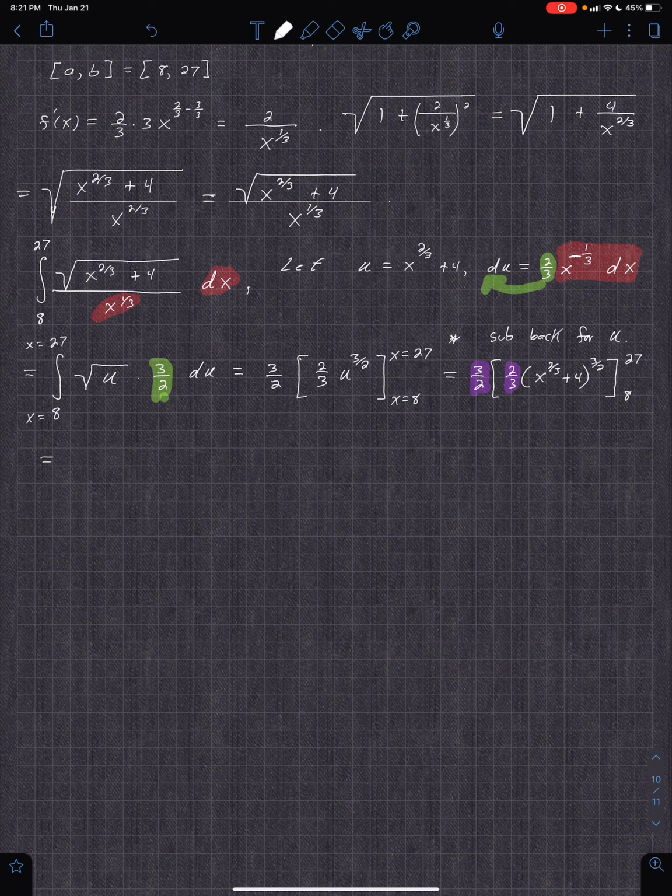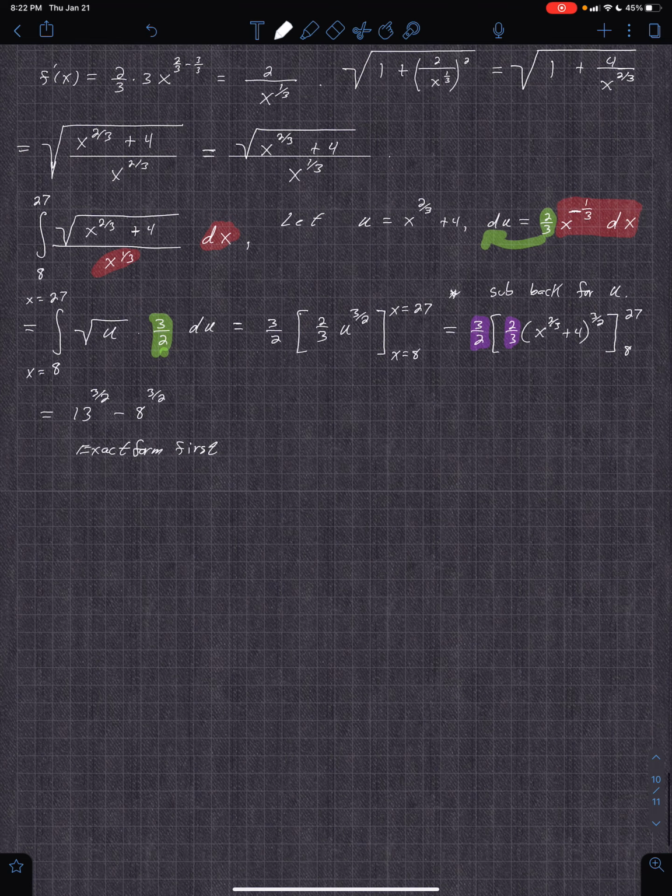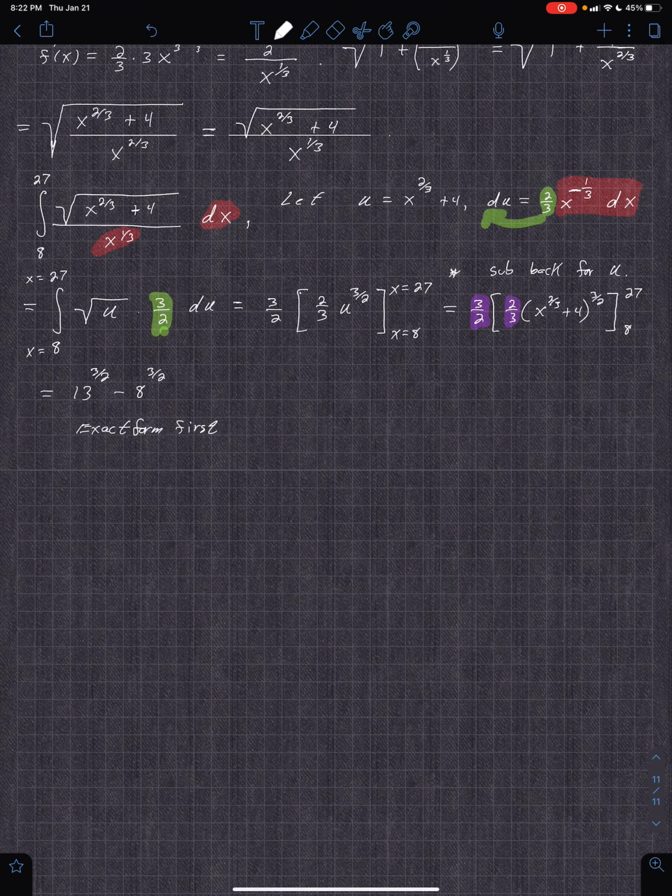I'll let you do the details on that one, but I get 13 to the 3/2 minus 8 to the 3/2. Okay, so make sure you get exact form first. That's about as nice, exact as you want to get. You can't bring across the radical with the 2. It doesn't work that way. Right, that's an illegal math move.